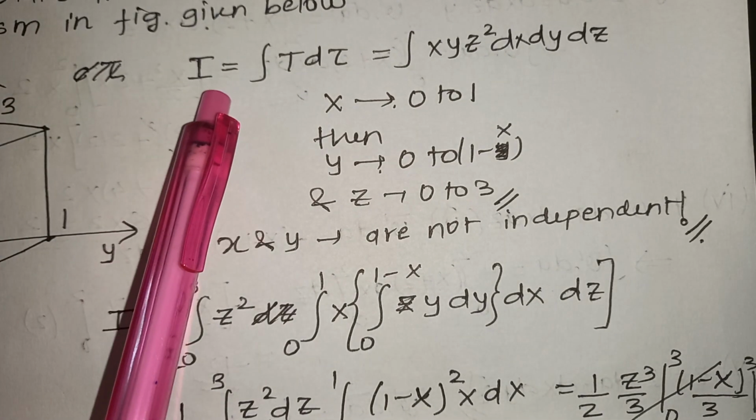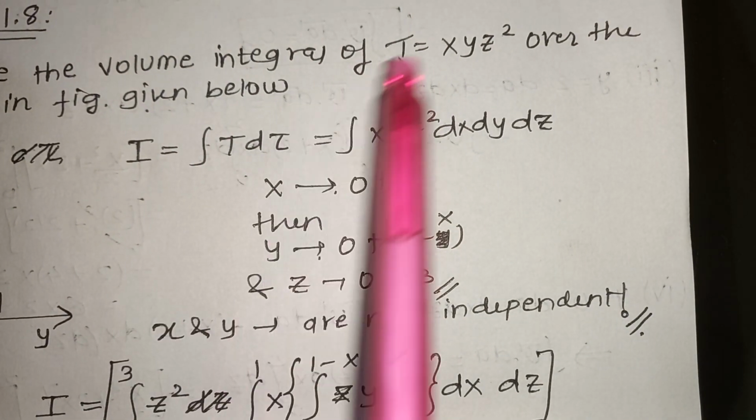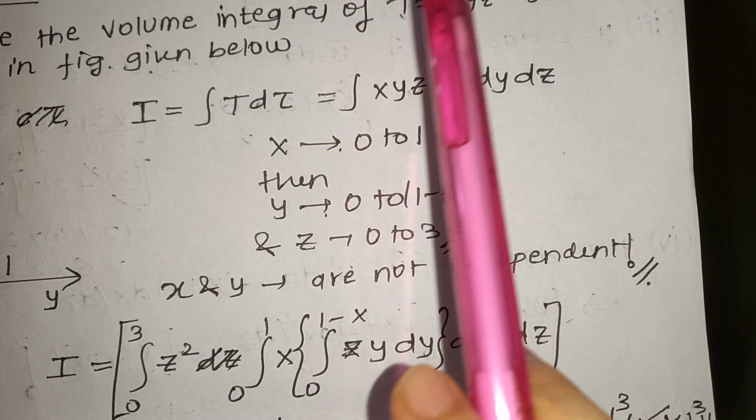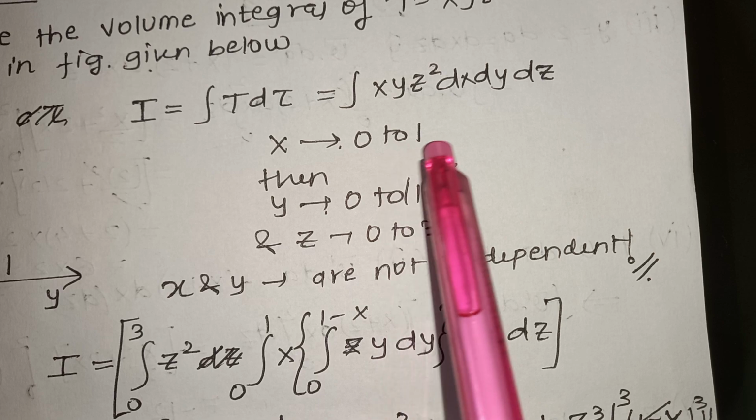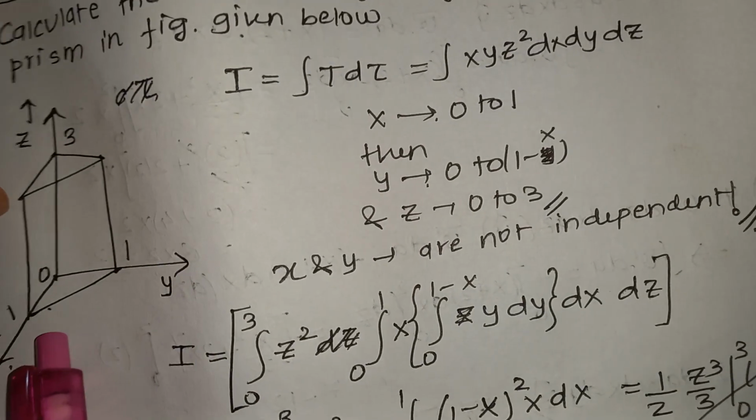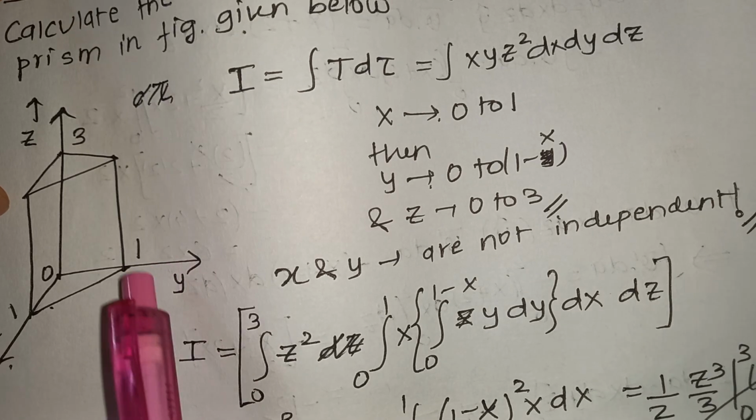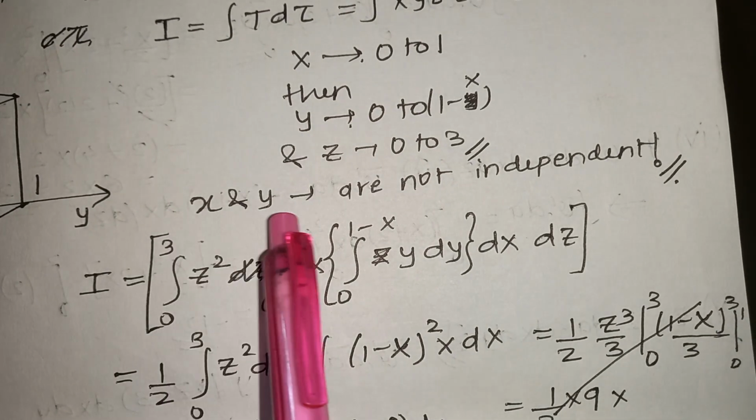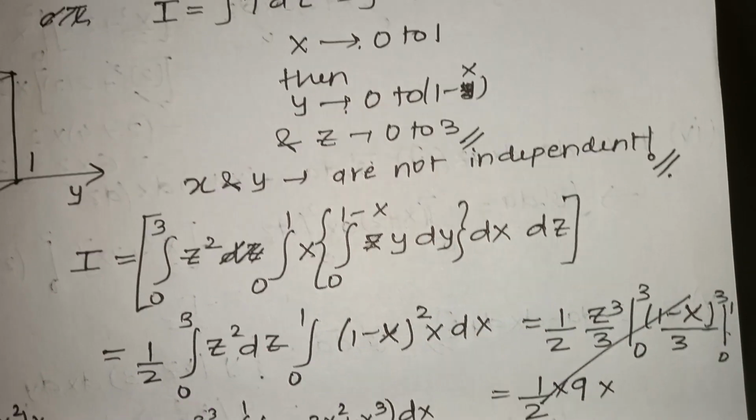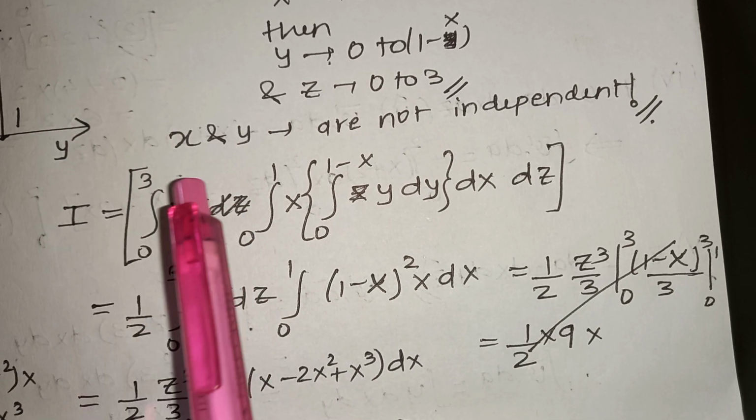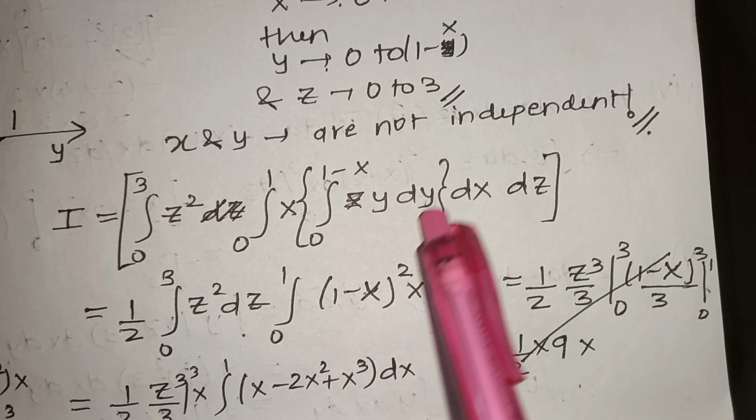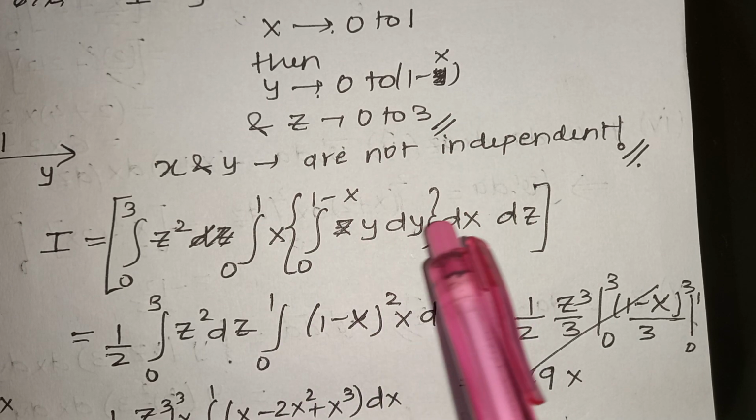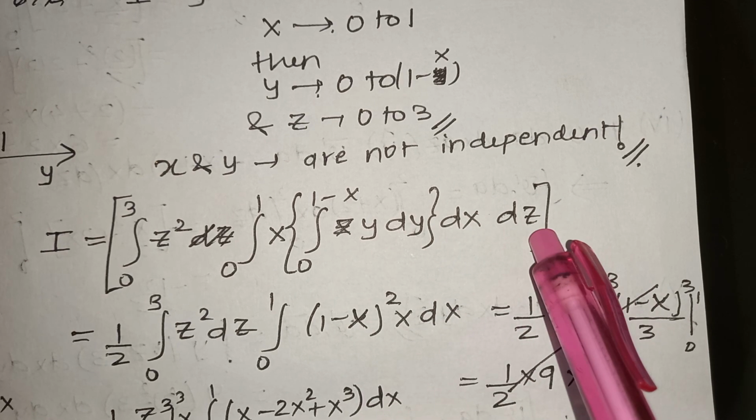Consider I equal to the integral of T dτ, where T is this function xyz² over the prism. So we write this function here, dx dy dz. X goes from 0 to 1, then y goes from 0 to 1 minus x, since there is a constraint, and z goes from 0 to 3. Remember one thing, x and y are not independent. Hence we have I equal to the integral from 0 to 3 of z², and the integral from 0 to 1 of x, and then the integral from 0 to 1 minus x of y dy, dz dx.